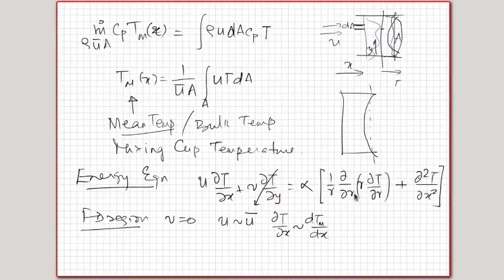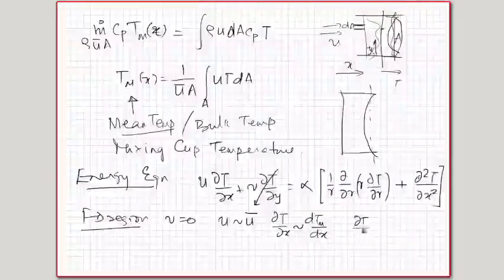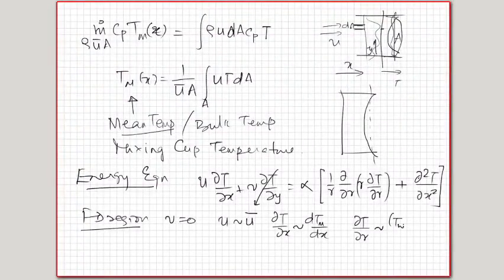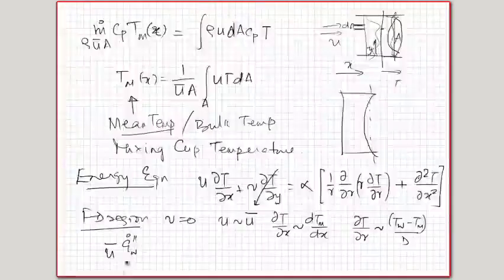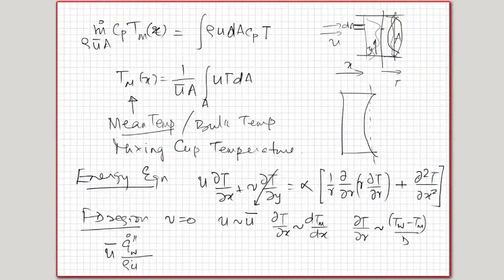Then del T by del R will be of the order of T wall minus T mean divided by D. Okay, it's actually of the order of R, but I'm trying to write in terms of diameter, so it's D, and this del square T by del X squared will be 1 by X times del T by del X, which will be this. So then this whole equation can be written in this form: U bar into dTm by dx. I can write it as Q wall double prime divided by rho U bar Cp multiplied by perimeter by area. Perimeter by area is actually pi d divided by pi d squared by 4. So it will be of the order of 1 by d.